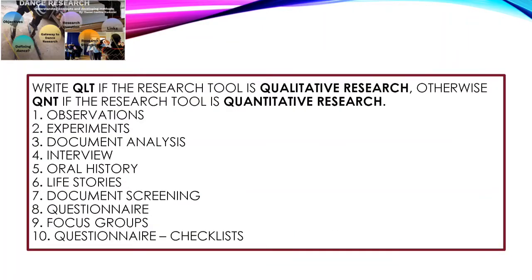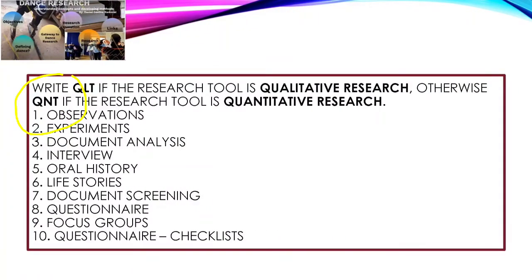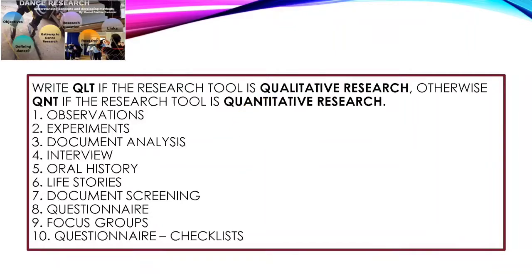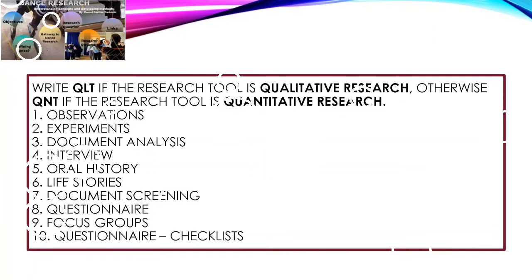For the first activity, or for our review, write QLT if the research tool is qualitative research. Otherwise, QNT if the research tool is quantitative research. So what's the answer in number 1? Number 1, it says observation. Is that QLT or QNT? Okay, very good.